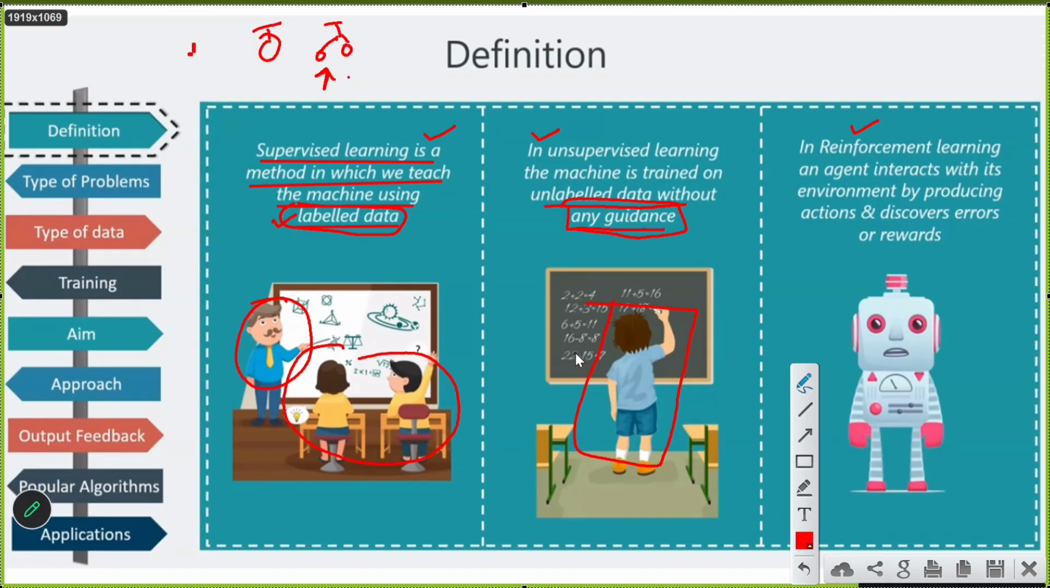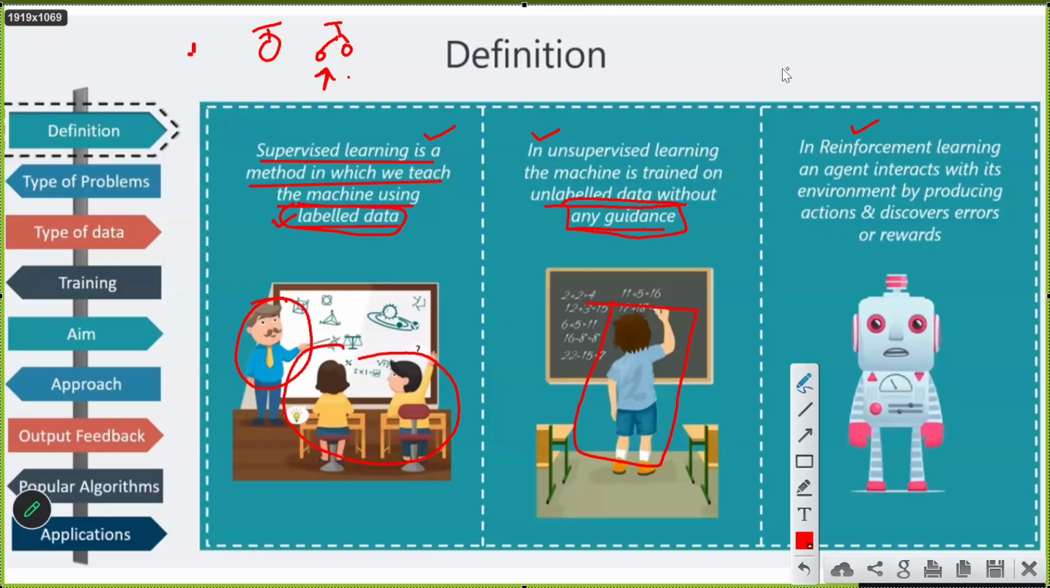Okay. So if you were able to successfully get off that island, that means you are a successful person. If you're not, that means you are unsuccessful. So reinforcement learning is such a type of learning. In reinforcement learning, an agent interacts with its environment by producing actions and discovers errors and rewards.